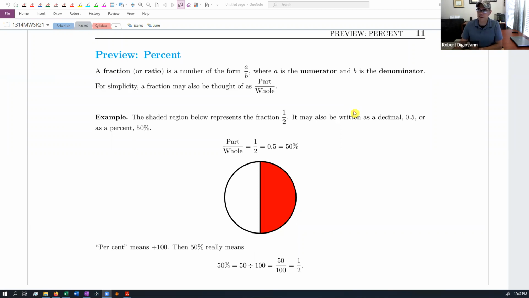What time do we end? Is it 1:40? 1:40, right? Yeah. Okay.